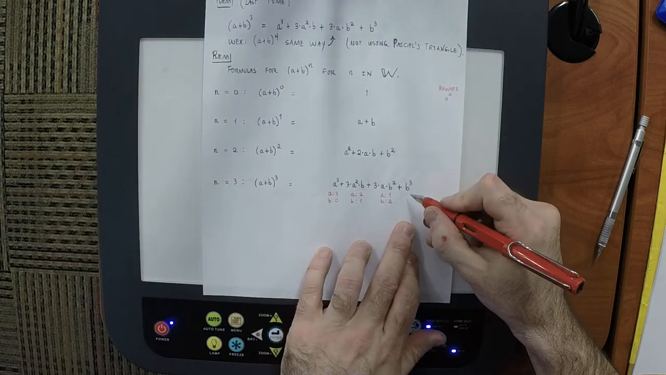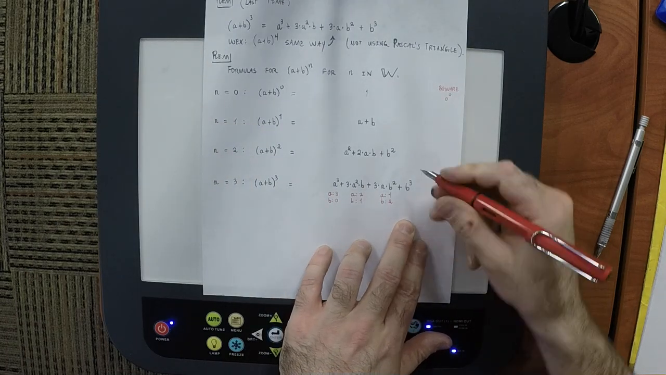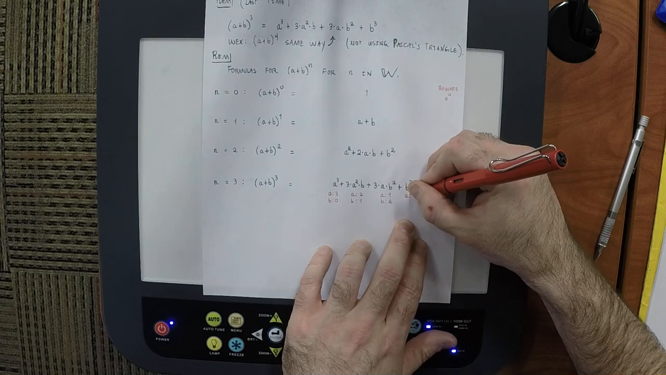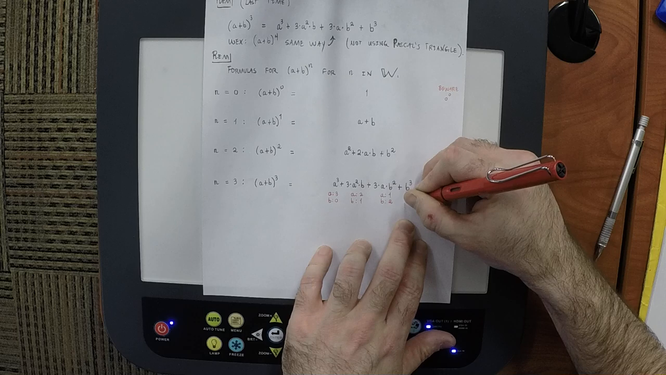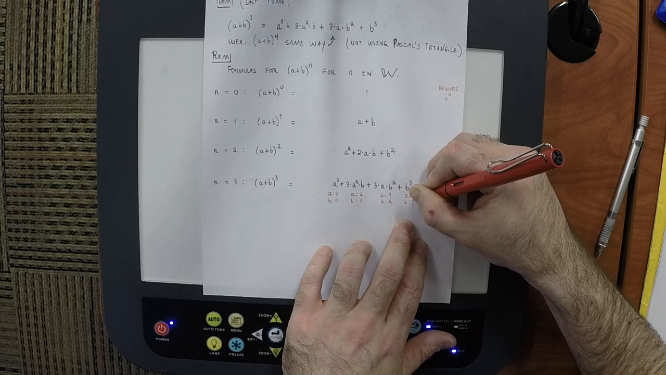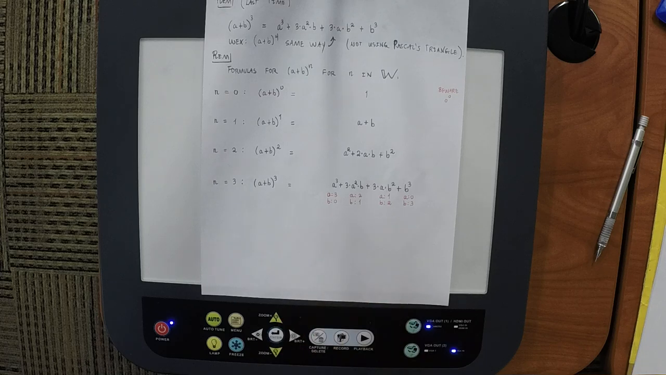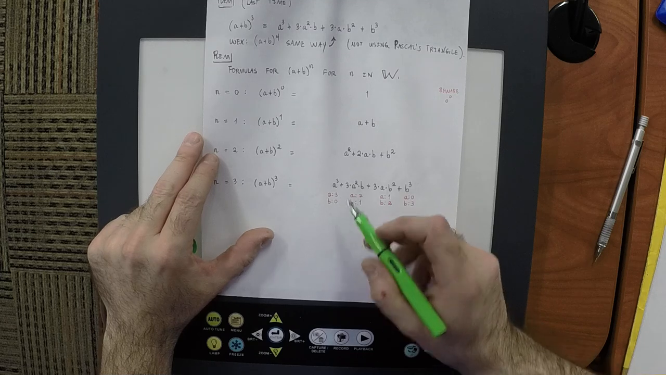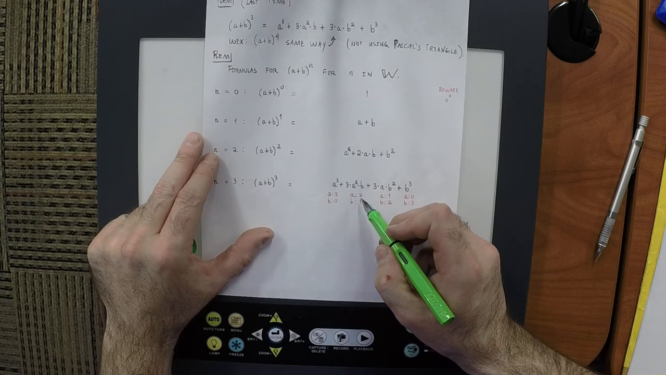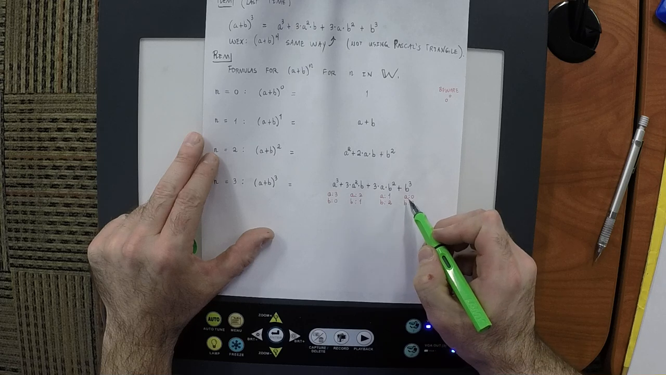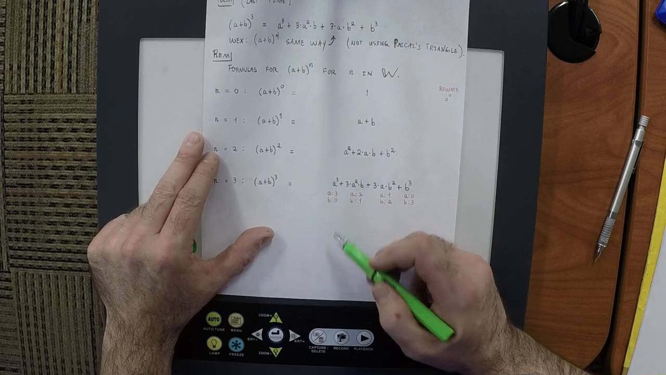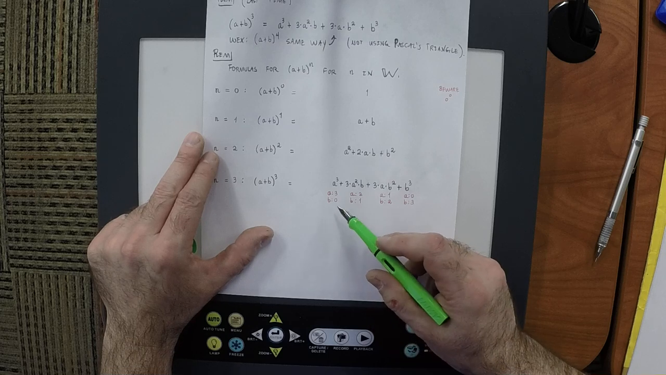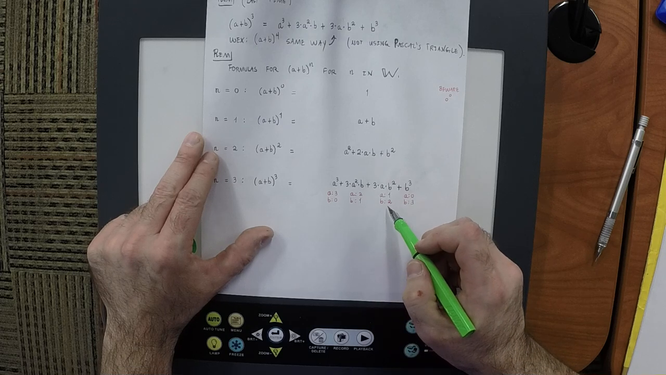Okay, how about this one? 3 B's, and 0 A's. Okay, interesting. Now, going left to right, I'd like for you to observe that the number of A's is counting down, right? There's 3, and then 2, and then 1, and then 0. Similarly, going left to right, what do the B's do? They count up. 0, 1, 2, 3.